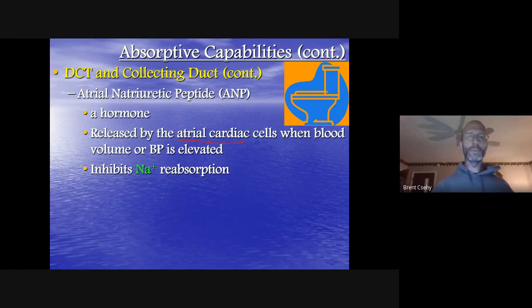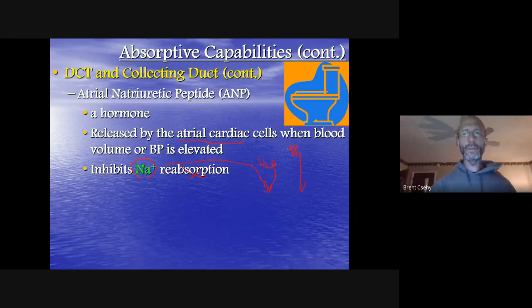It releases hormones. When the blood volume or blood pressure is too elevated, basically the heart, when it feels like it's working too hard, is going to secrete this hormone, and it's going to make sure that sodium doesn't get reabsorbed, that it stays in the tubes. Well, if sodium stays in the tubes, water is going to follow it out. You're going to pee that out. You get rid of all that water and your blood pressure drops.